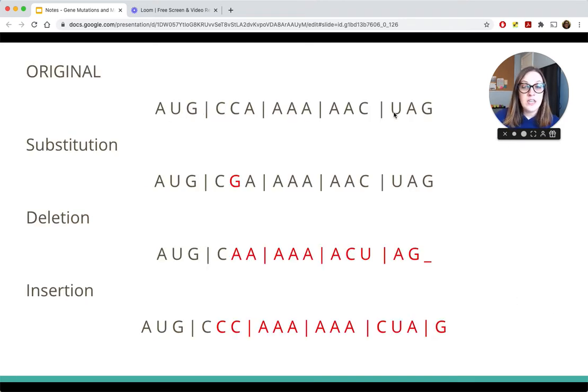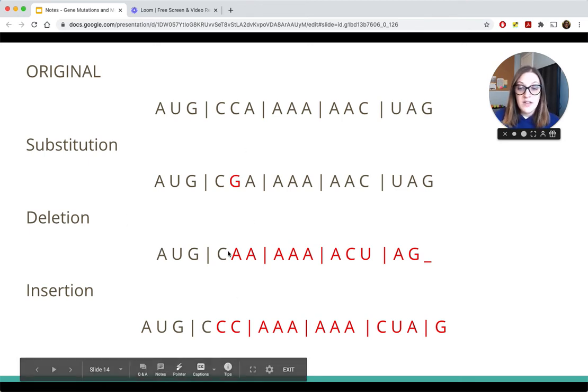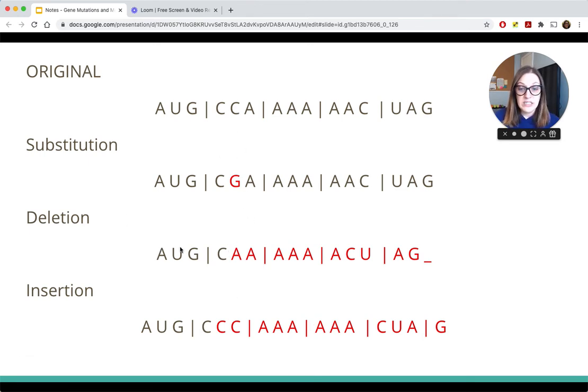So here's our original mRNA sequence. A substitution, we've changed one nucleotide, but all of these others remain the same. So we have not shifted the reading frame. So this is less of an impact in comparison to the others. In this sequence, we deleted a C. We deleted the 5th base there.